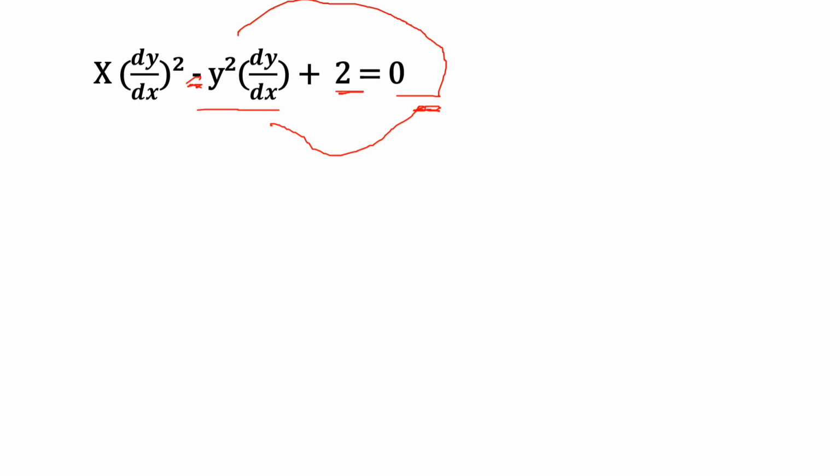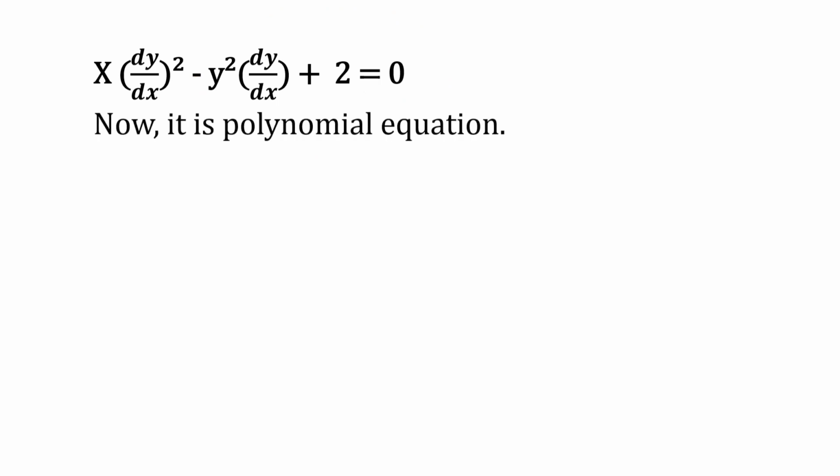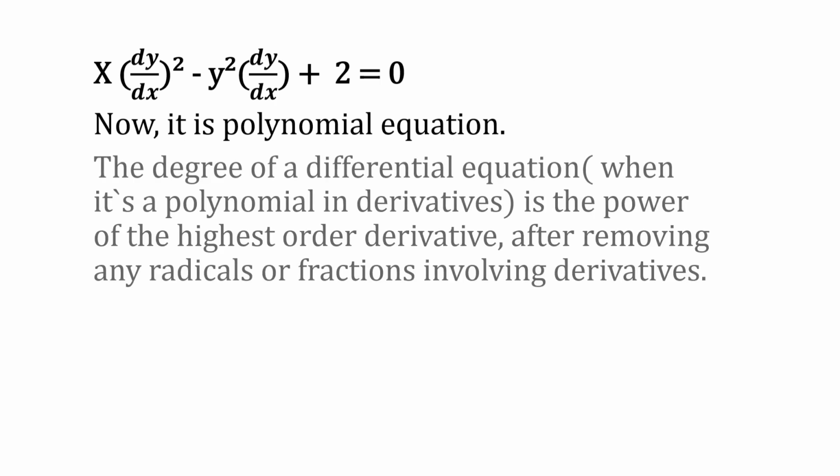Now we can determine the order. What will be the order now? Now it is a polynomial equation, right? So let's determine the order. The degree of a differential equation, when it is a polynomial in terms of derivative, is the power of the highest order derivative. Now what is the highest order derivative from this equation? We have mentioned earlier that both of them have the same derivative order. What is here is the same thing as what is here. So we don't have second order. The only one we have here is first order.